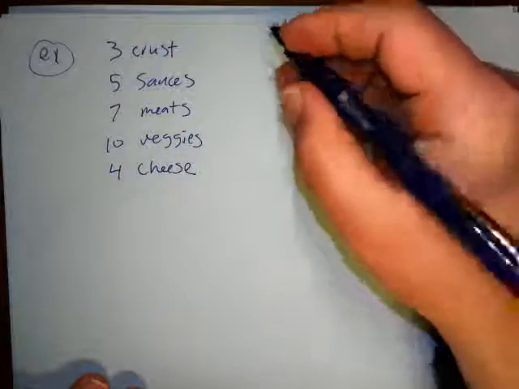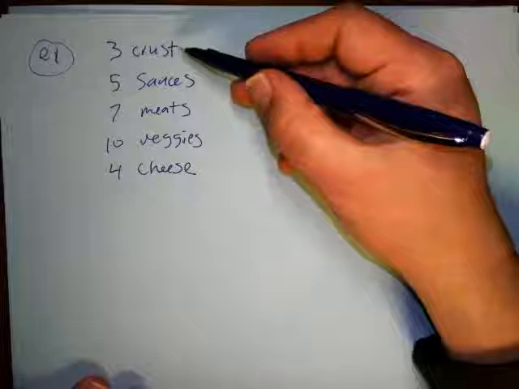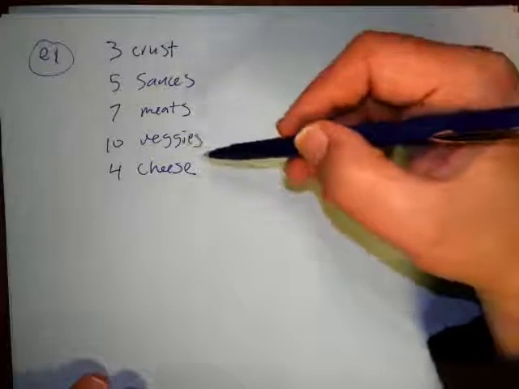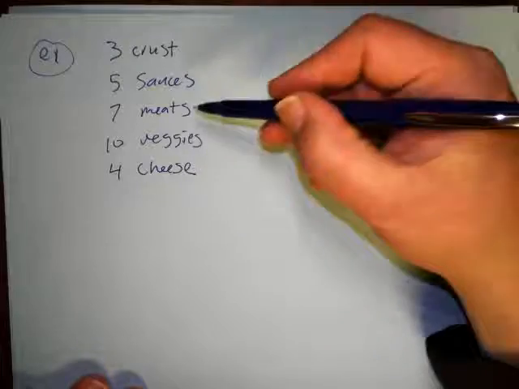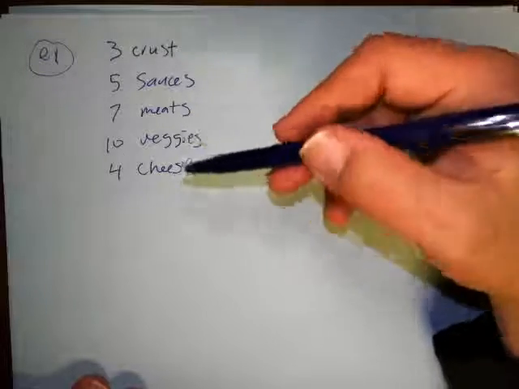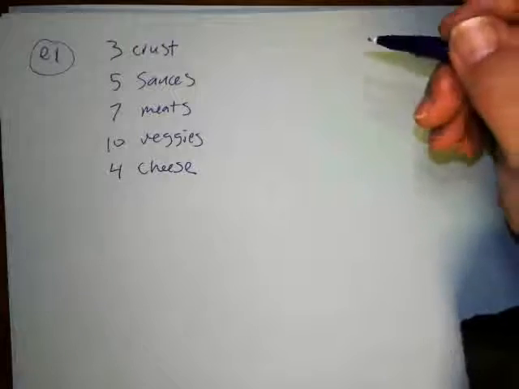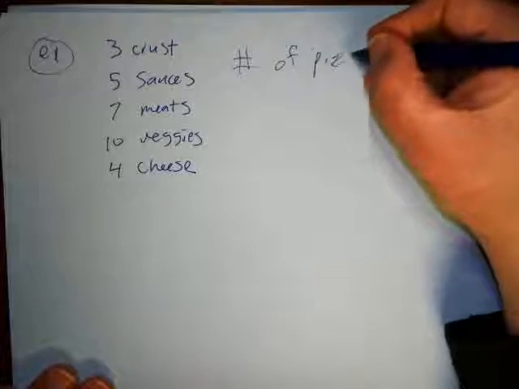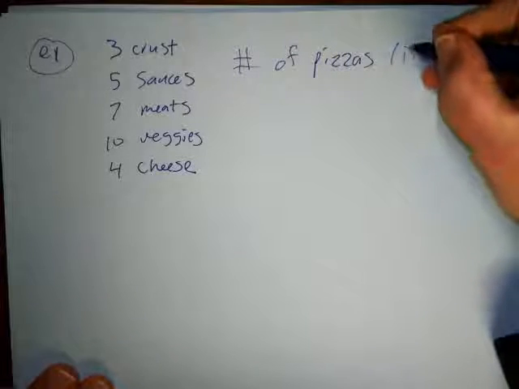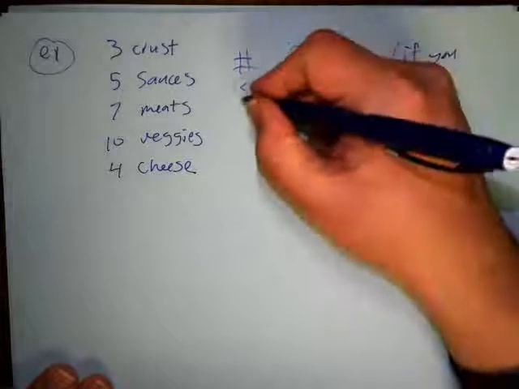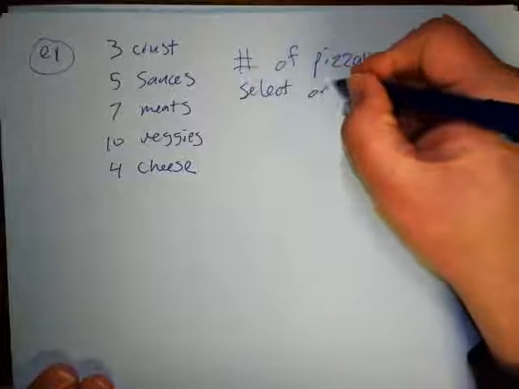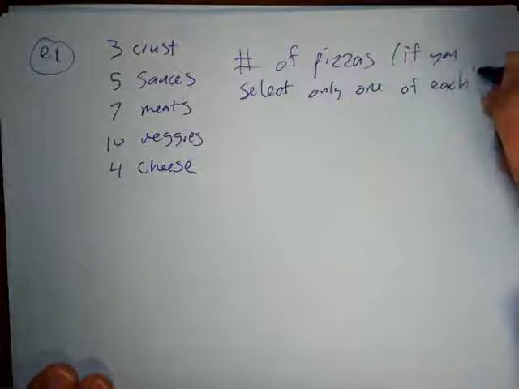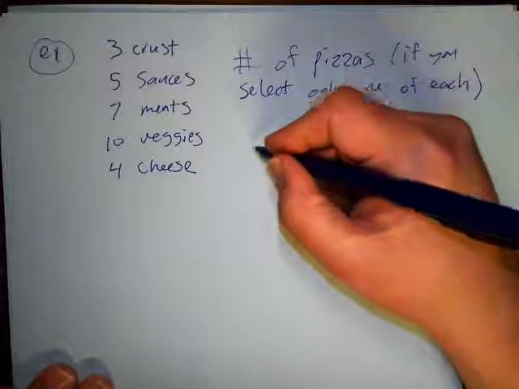Okay, so let's say our pizza, you would have 1 crust, 1 sauce. You would only put 1 meat and 1 vegetable on there, and then 1 cheese. So you could only get 1 meat, 1 veggie, 1 cheese, a sauce, and a crust. And then the question is, what is the number of pizzas, basically, if you select only 1 of each?